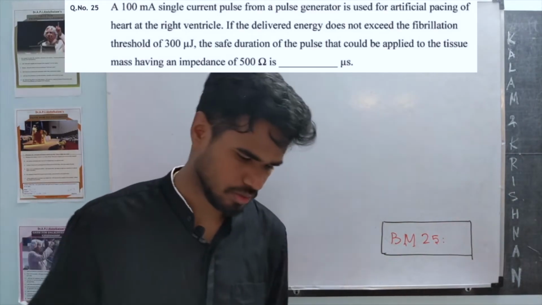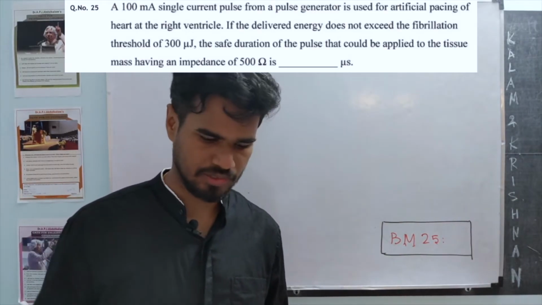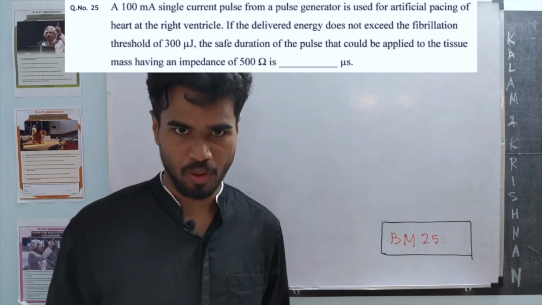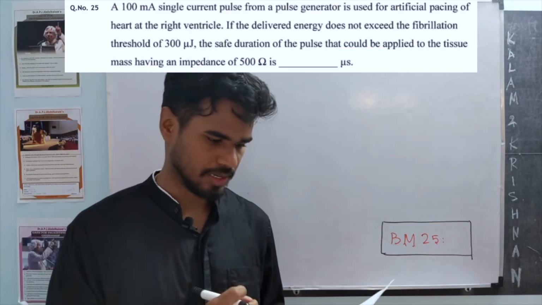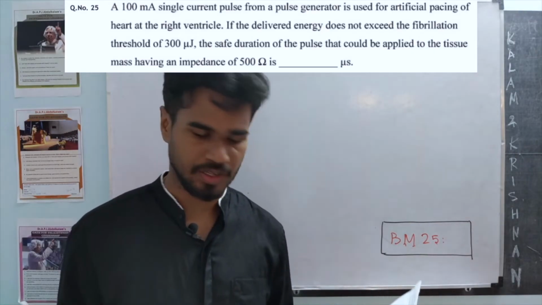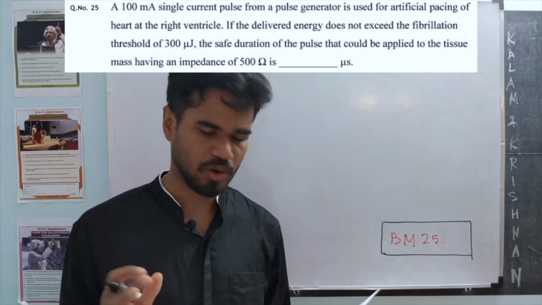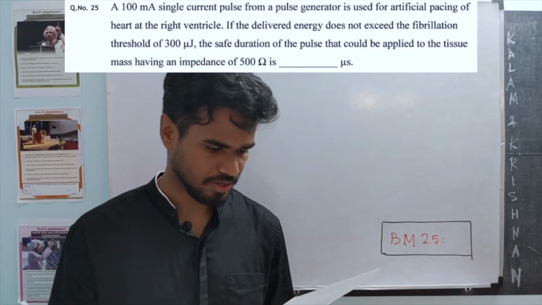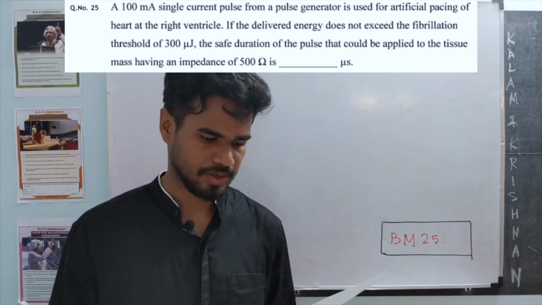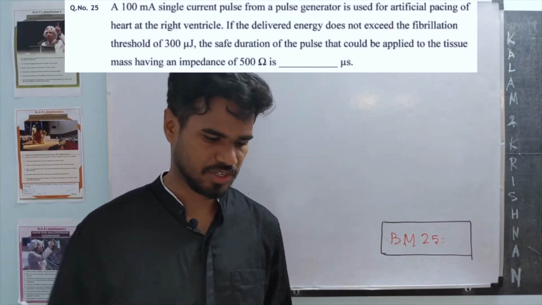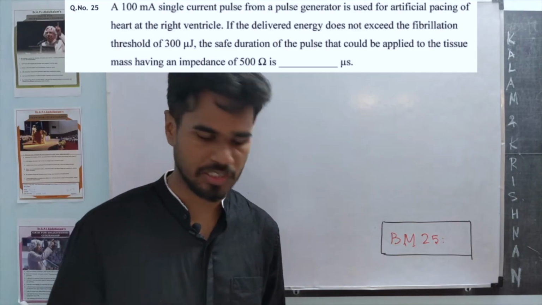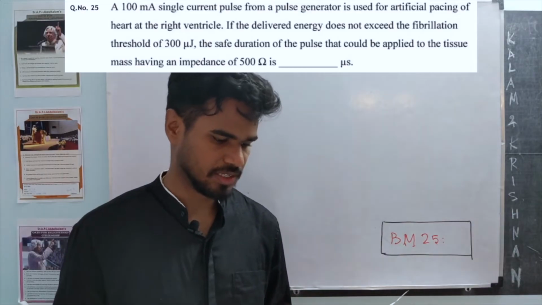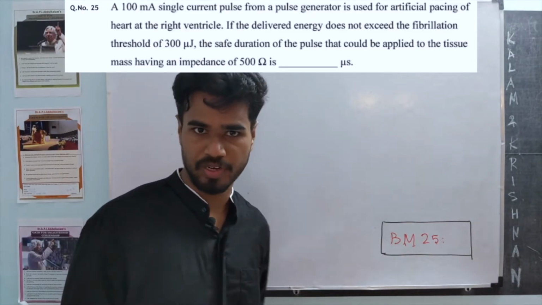Okay, the question might look threatening because there is all this artificial pacing, fibrillation threshold and all that. All that they are saying is they are sending an electric current through a resistor, and there is a threshold on the maximum energy that could be applied to the resistor. So just what is the power dissipated in a resistor, and based on that what is the energy that is delivered to the resistor. That's all the problem that we need to calculate.